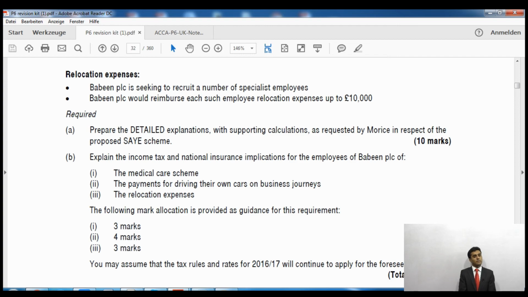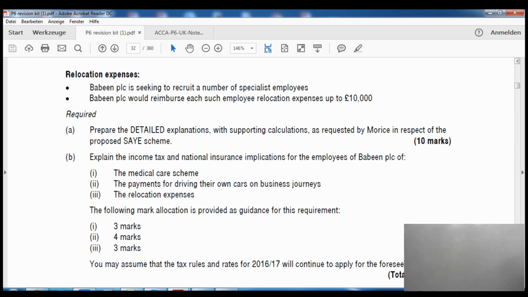Whereas over £8,000, the employer will have to pay the class 1A national insurance, right? So you'll have to consider which NI is applicable in each case, and then you'll have to think about that as well.